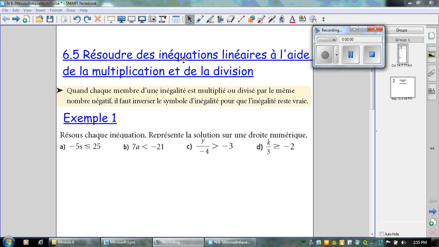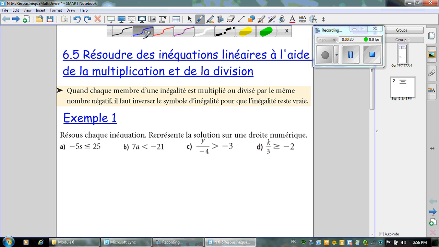The final section of inequations. So here we're going to see how to solve an inequality using multiplication and division. The main thing you need to remember is that if you're ever solving an inequality and you have to multiply or divide by a negative, you're going to have to flip the symbol. So let's take a look at a few examples.